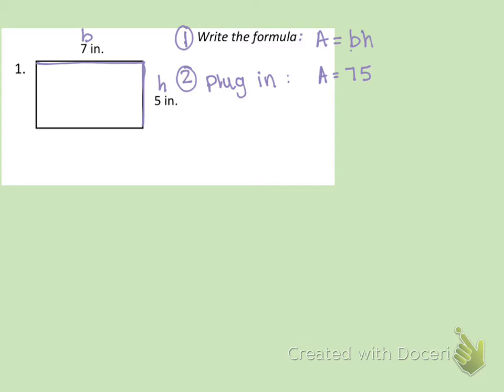Now that looks like a 75, so it's super important to know that when two numbers or two letters are next to each other, this means multiply. Okay, so when I plug into this formula, I always put that second number inside parentheses, which also indicates multiplication. Okay, so then area, step 3 is solve.